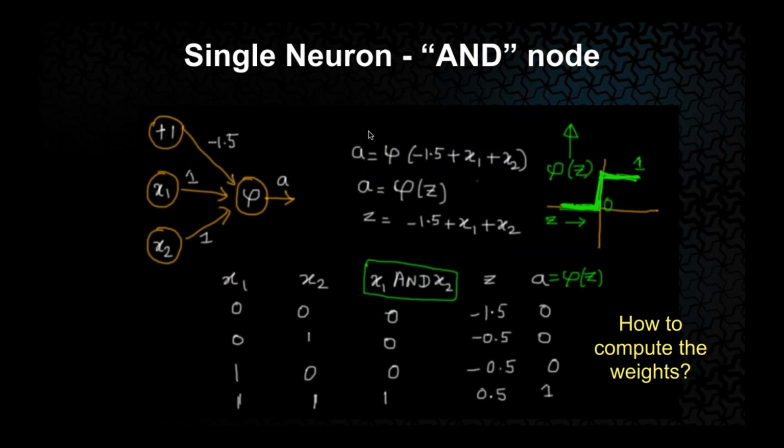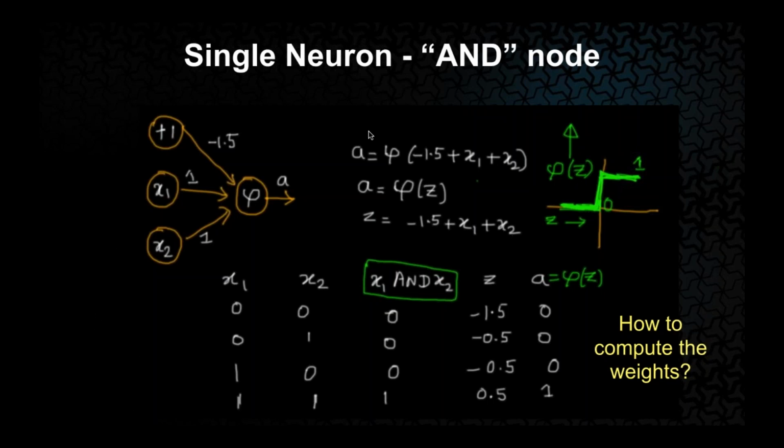So here are a couple of very short examples. Let's say you want to model an AND node. If you want to model an AND node, you give the two inputs and you give the weights with a bias as well here. And you get the summation value as minus 1.5 plus x1 plus x2. And you apply this activation function here, the step function.